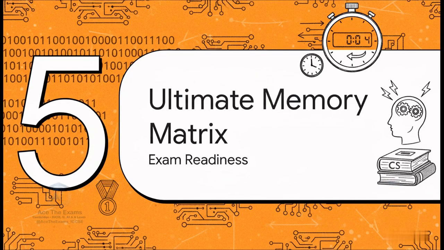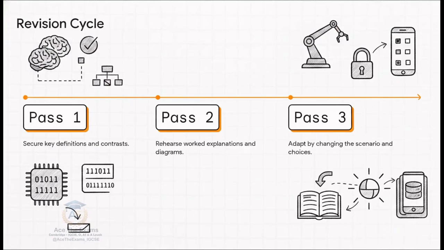Section 5. The Ultimate Memory Matrix. This is it. The final systems that guarantee your exam readiness through structured repetition and active recall. This brilliantly illustrates our 3-pass revision cycle. It's not about reading a textbook once and hoping for the best. It's a timeline to absolute mastery. Pass 1. Secure your key definitions and contrasts. This is the foundation where you ensure you will never, ever confuse arithmetic processing with logic processing again.